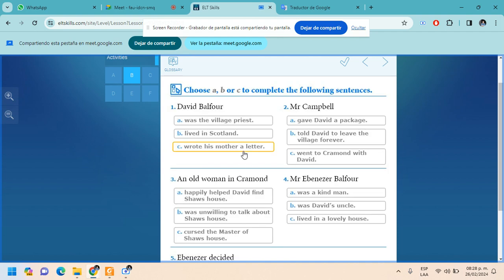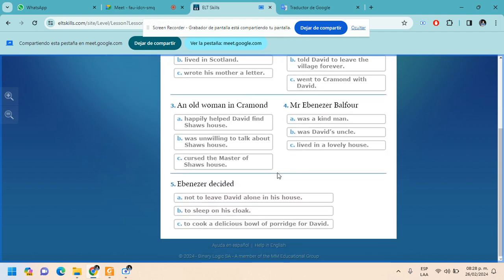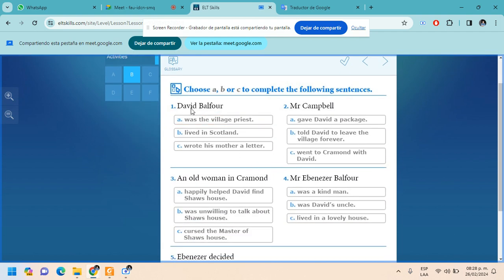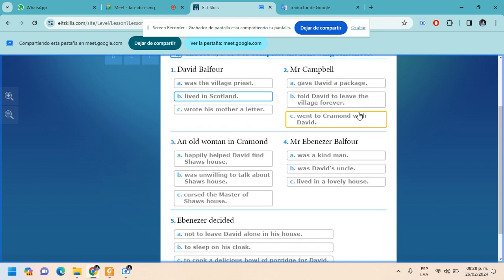Activity B. Help me to complete this, okay? David Belfort, what is the correct option? Excellent. He lived in Scotland. Good. Another student, please.